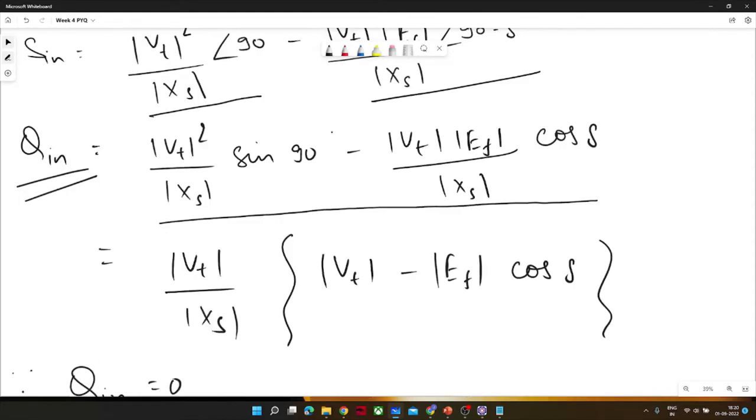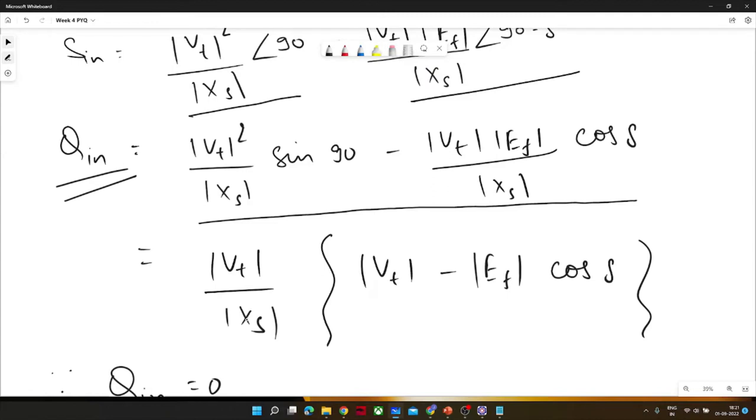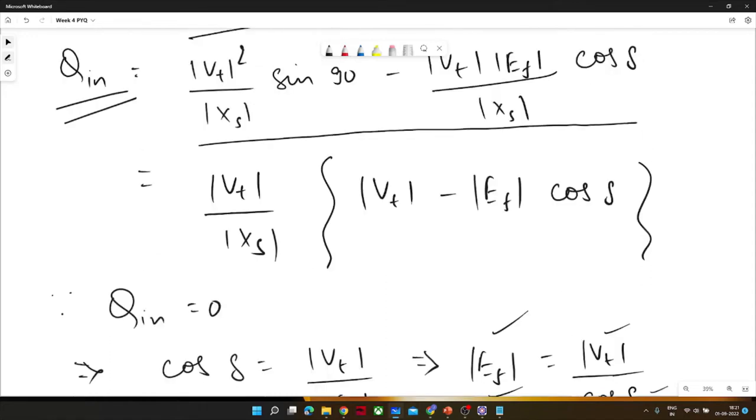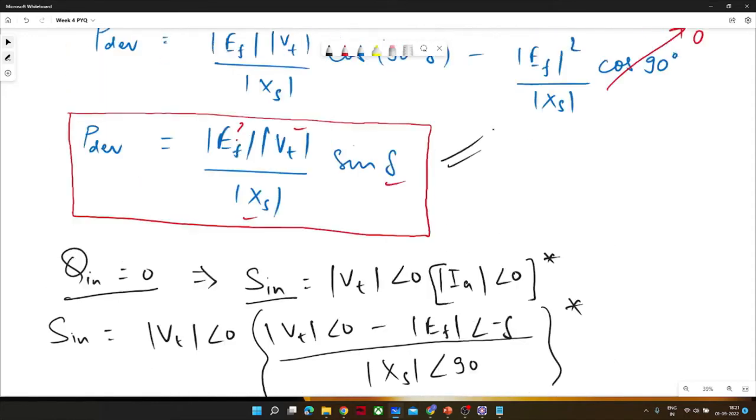Now, we segregated this equation with Vt by Xs, Vt minus EF cos delta, and we have to equate it to 0. So Vt is equal to EF cos delta if I equate it to 0, right? So cos delta comes out to be Vt by EF. Here I wanted to know EF because everything else was given. Vt was given, delta was given. If we know the magnitude of EF, we can calculate power developed from this equation, right?